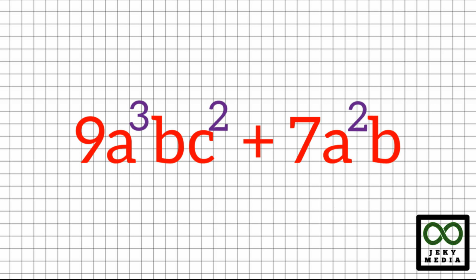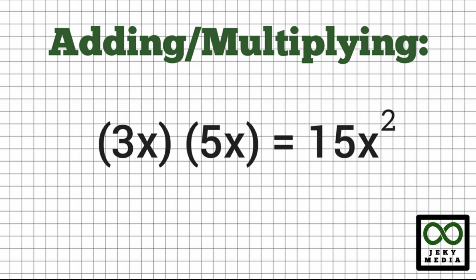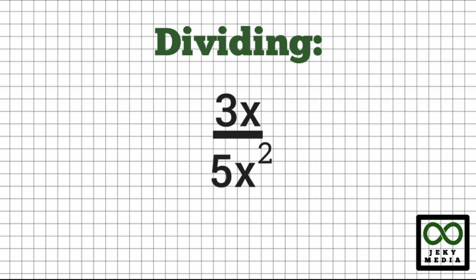One unique feature of polynomials is that when you add polynomials, the result is also a polynomial. 3x plus 5x will result in 8x. 8x is still a polynomial. And if you multiply them, another polynomial will result. 3x times 5x is equal to 15x squared. But hey, do not divide polynomials. The result will not always be a polynomial. 3x divided by 5x squared, canceling out the common variable from the numerator and the denominator, is 3 over 5x. This is not a polynomial.